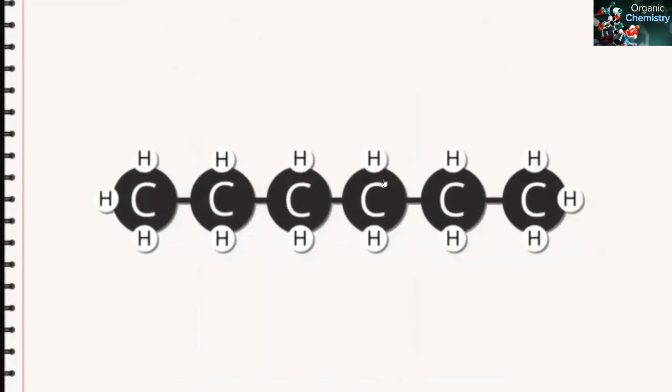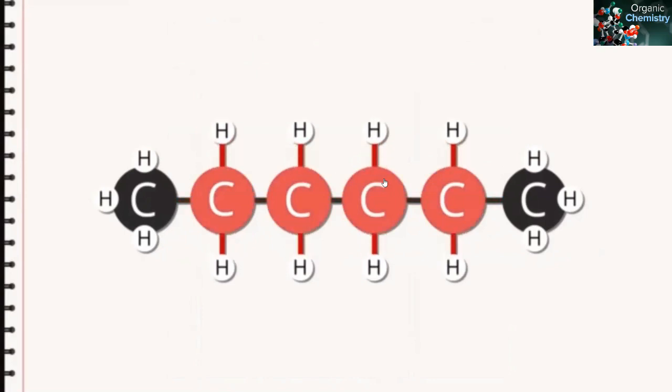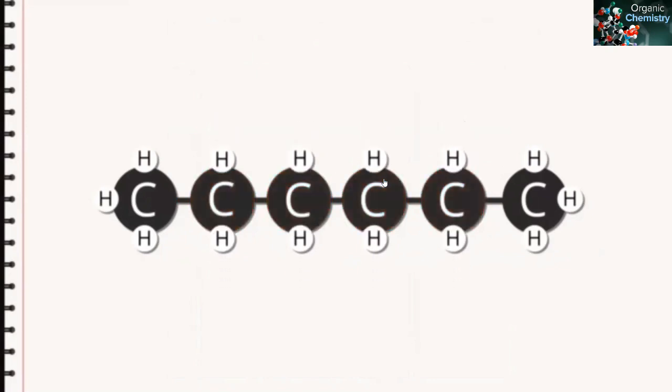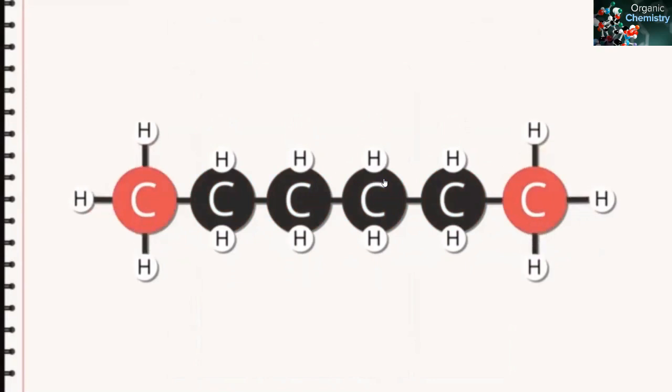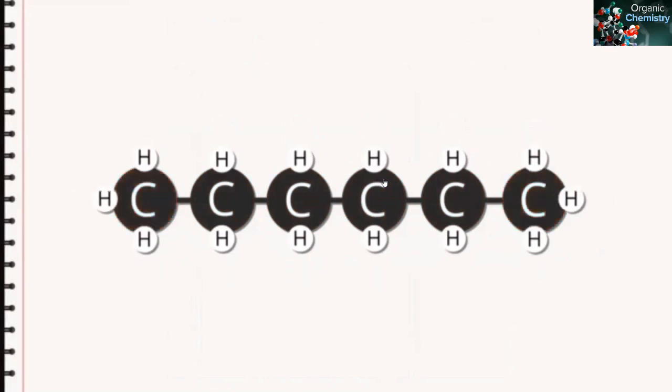What about the number of hydrogen atoms? That's easy. You just have to make sure that each carbon atom has 4 bonds in total. The carbon atoms in the middle have used up 2 of their bonds to form the carbon chain. That means that they have room for 2 hydrogen atoms each. The carbon atoms at each end have only used 1 bond. They can hold 3 hydrogen atoms.